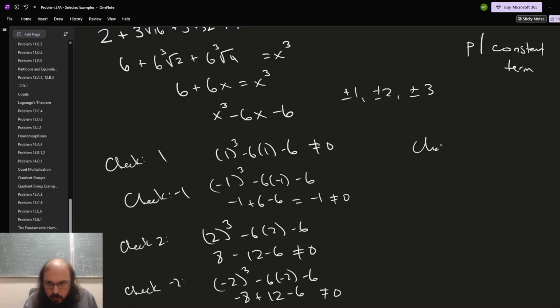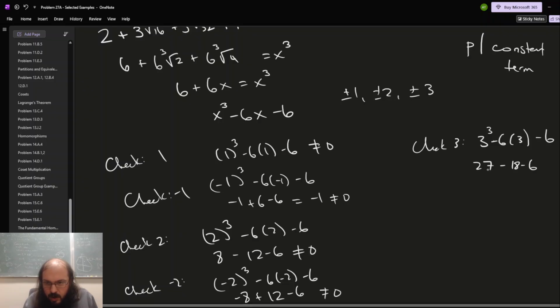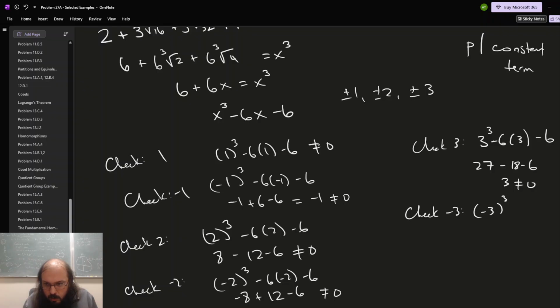Almost done. We have to check 3 and minus 3. We got 3 cubed minus 6 times 3 minus 6. 27 minus 18 minus 6. That is 9 minus 6 is 3, not 0. And then lastly, we have to check minus 3, minus 6. So we got minus 27 plus 18 minus 6. Clearly negative, not 0.